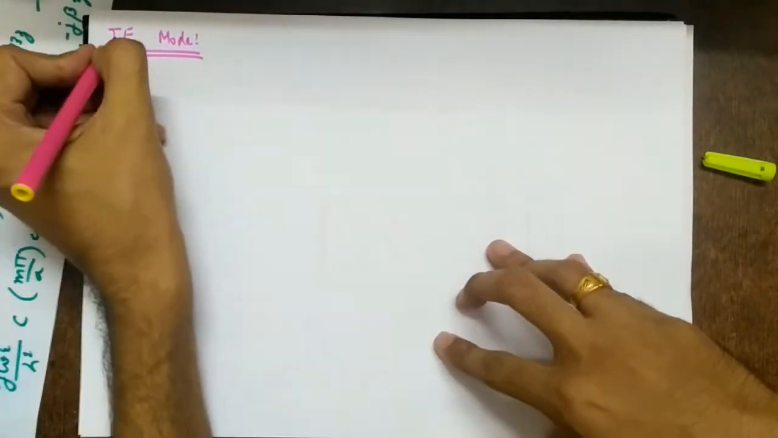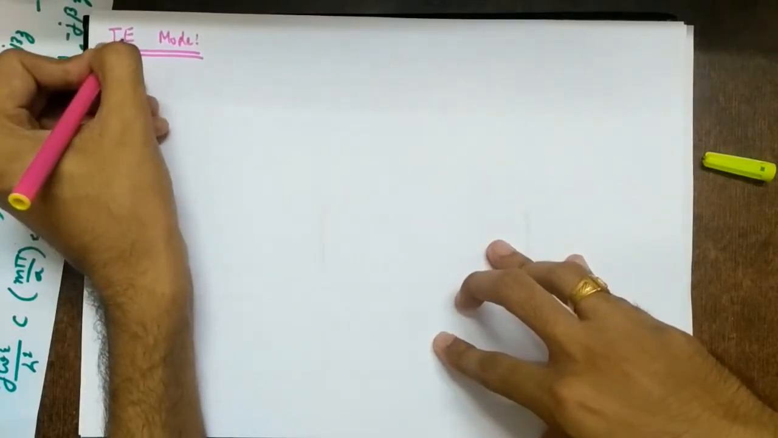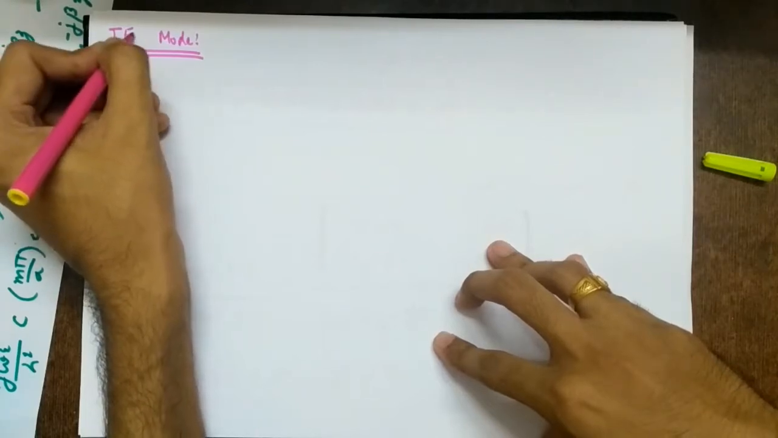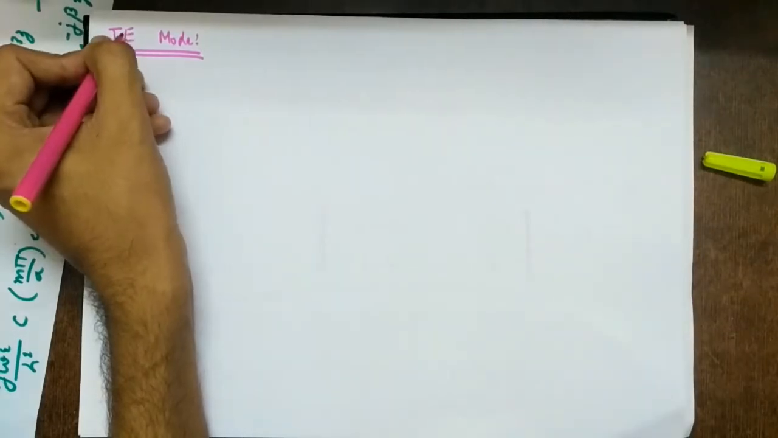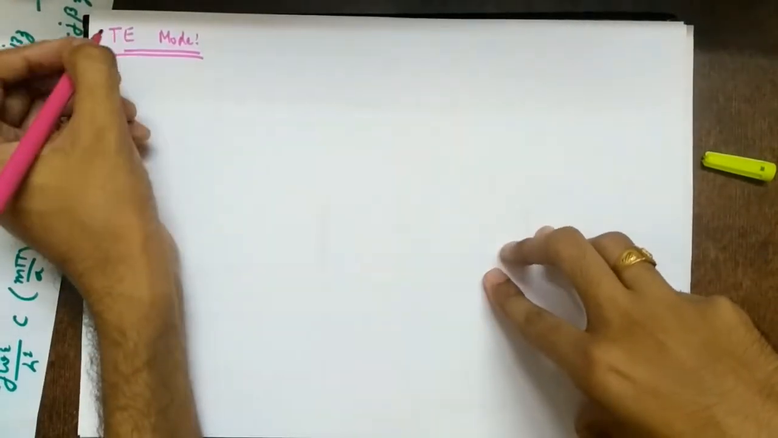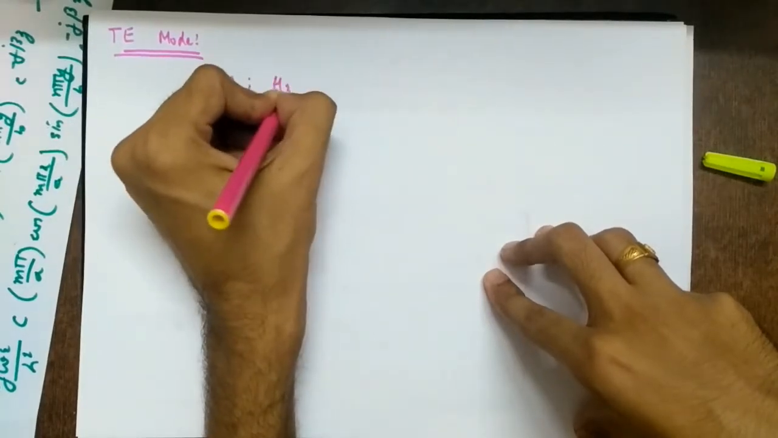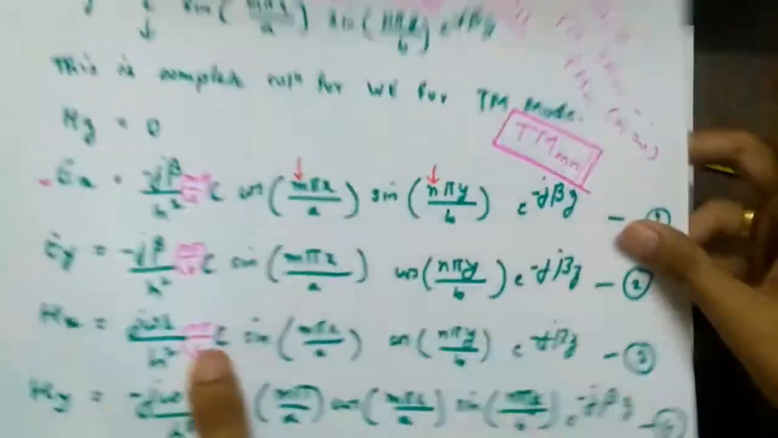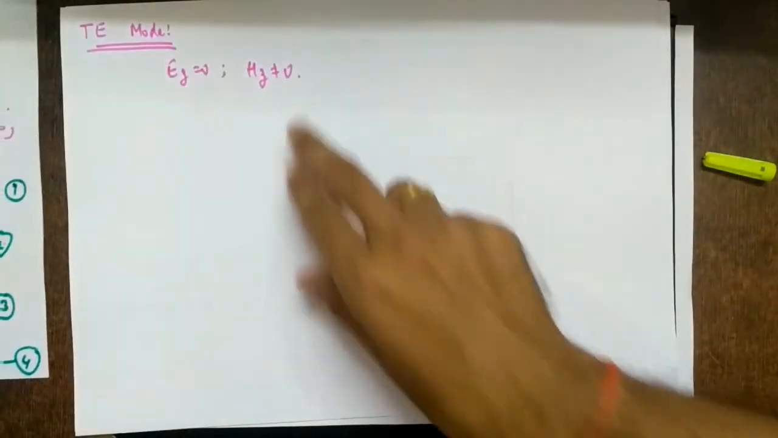Again, it is the TE mode, meaning transverse electric mode, meaning only the electric field component is transverse to the direction of propagation. It does not have any component in the direction of Z. So I can say Ez is 0 and Hz is not 0. It was the other way around in the TM mode, where we got Hz as 0 and Ez some value. So here we should get Hz some value.